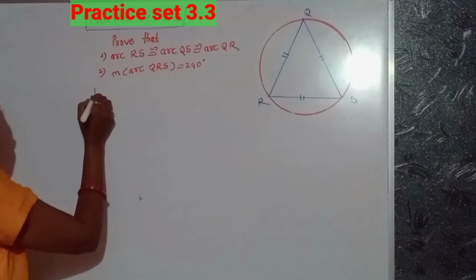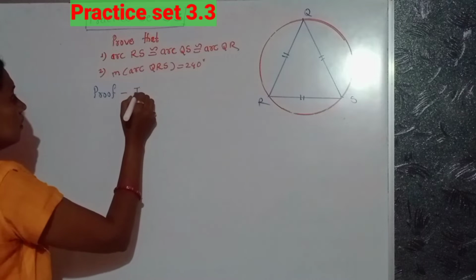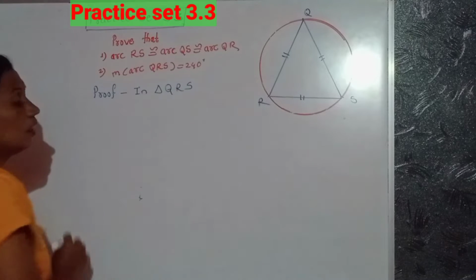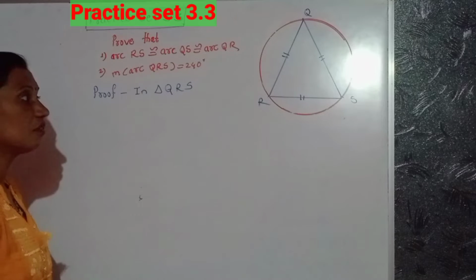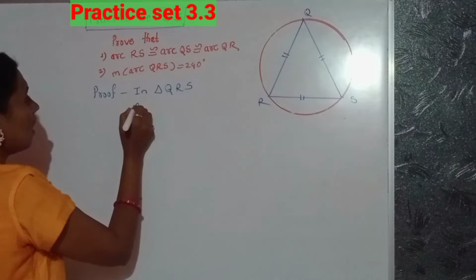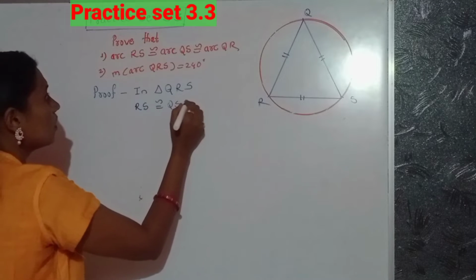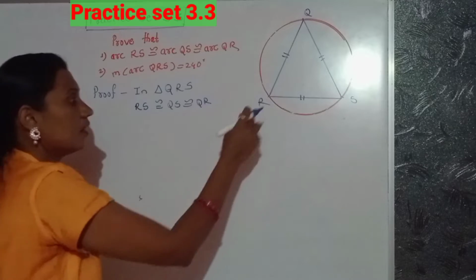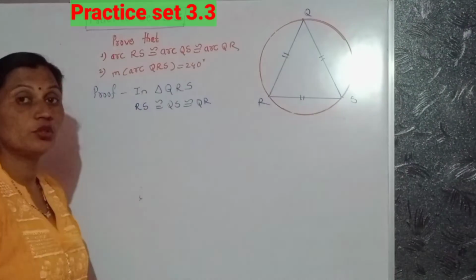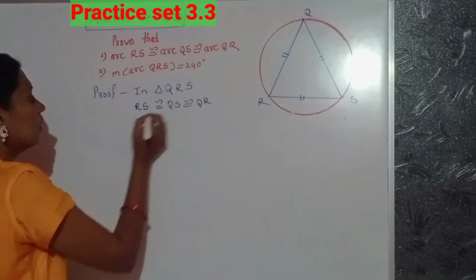Therefore, here is the proof. First proof: in triangle QRS, the triangle is equilateral. Therefore, we can say side RS is congruent to side QS, which is congruent to side QR. Equilateral triangle means all three sides are congruent with each other. If the sides are congruent, then the corresponding arcs are also congruent.